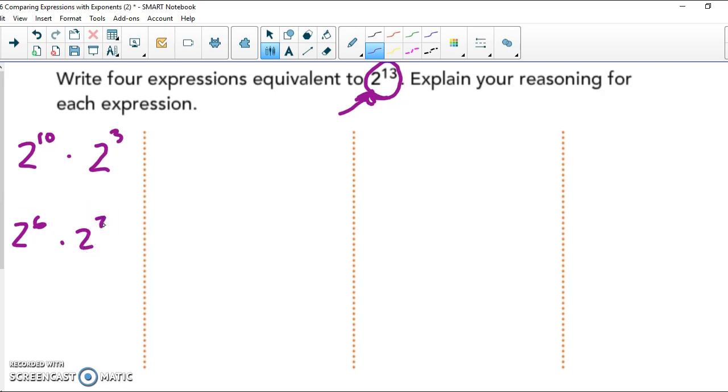So take a second to see if you can think of another version or two of multiplying numbers with the same base that would have powers that would add to 13.